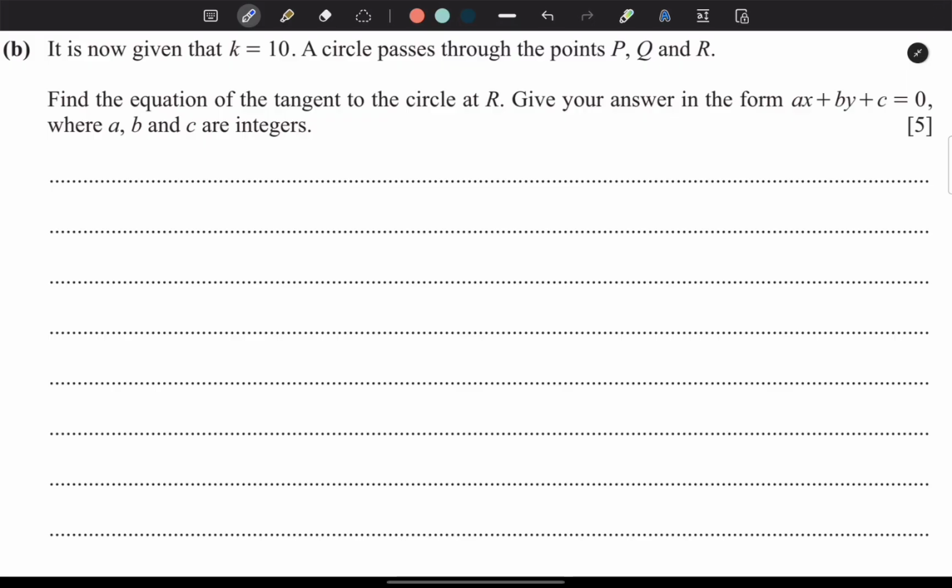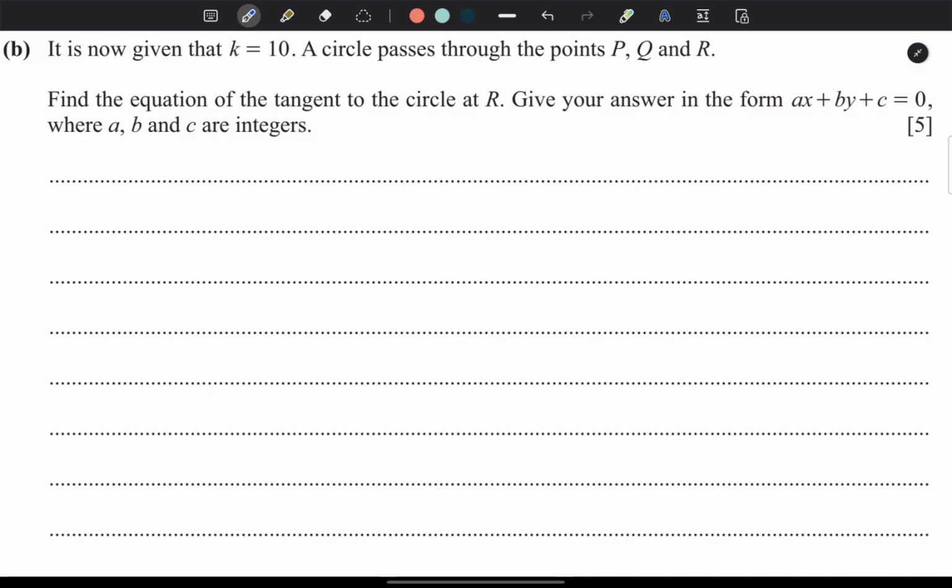And part B is now saying it is now given that K equals 10. A circle passes through the points P, Q, and R, meaning P, Q, and R lie on the circumference of that circle. Find the equation of the tangent to the circle at R. Give your answer in the form AX plus BY plus C equals 0, where A, B, and C are integers, meaning they're just numbers.